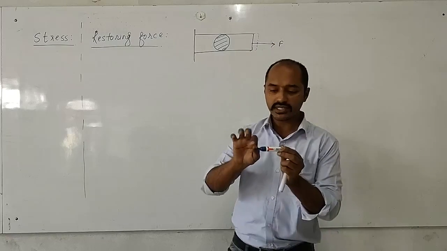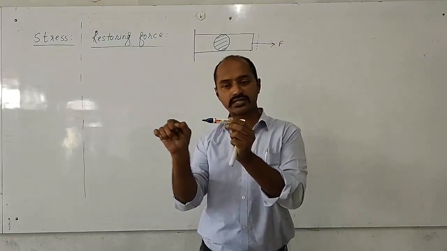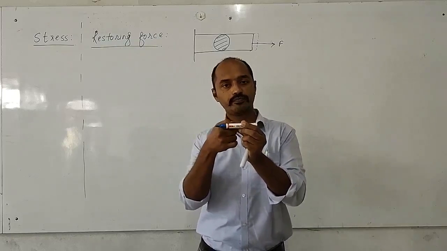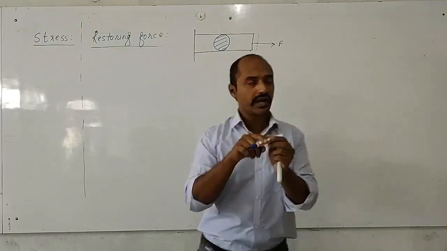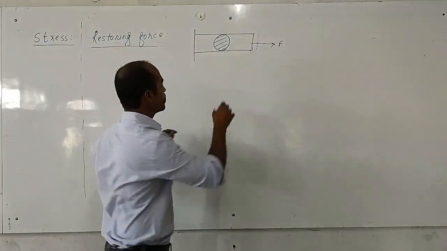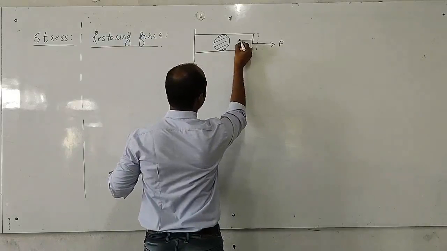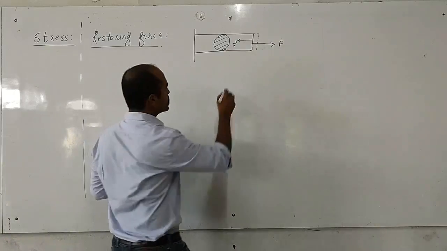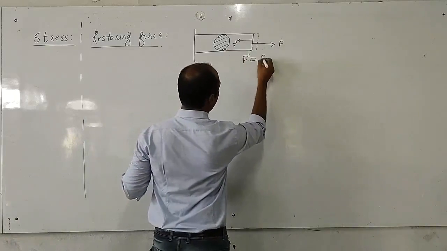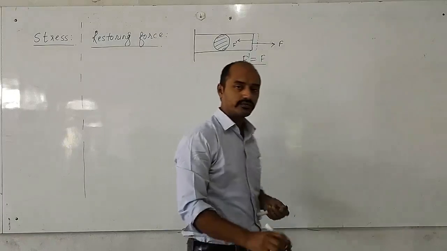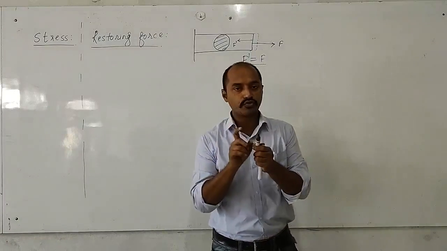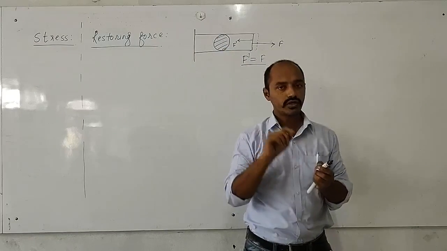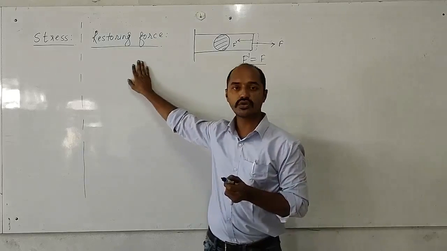If I am applying a certain force here, say 20 Newton, then 20 Newton is applied by the body itself, opposite to this. I call that force F dash. These two forces, F dash and F, are equal. This F dash force is built by the body, within the body. So this F dash force is nothing but the restoring force.